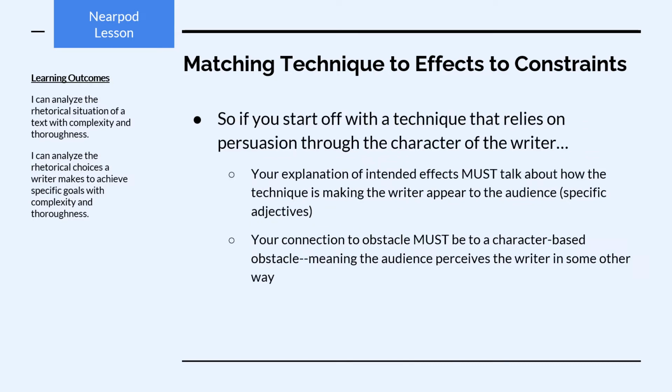So if you start off with a technique that relies on persuasion through the character of the writer, then your explanation of the intended effects on the audience must talk about how the technique is making the writer appear to the audience, by using those specific adjectives defining the character they're trying to build. Your connection to the rhetorical obstacle must also be character-based, meaning that the audience must perceive the writer in some other way first, and the writer's trying to overcome that perception that they do not want.